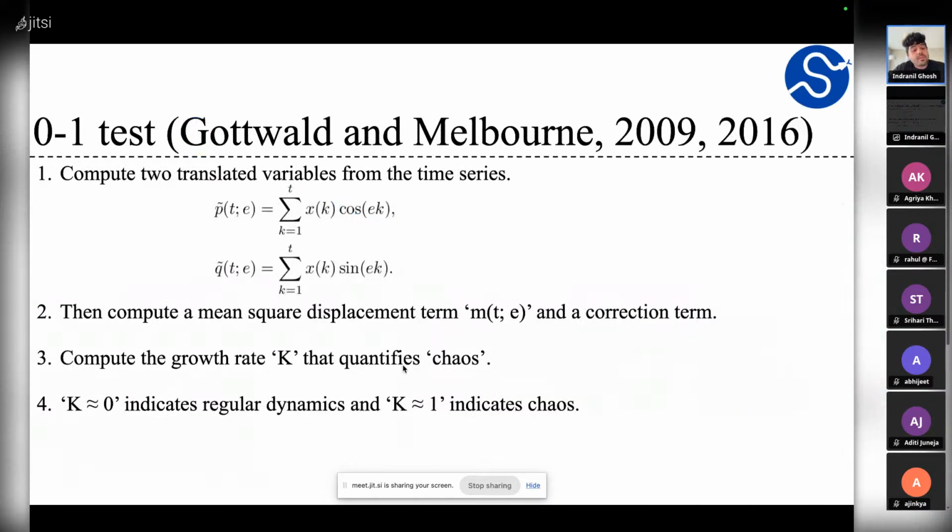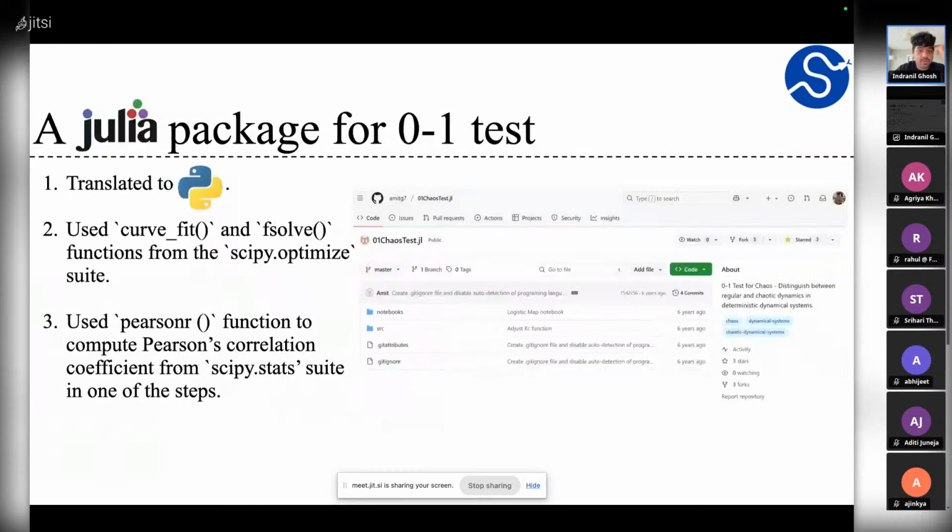You can also use the 0-1 test to see whether the time series is chaotic. It lies between 0 and 1. There is a step in between to translate the voltage variable and the recovery variable to P and Q variables. And just by plotting this, you can see whether the time series is chaotic or not. I can show you one example.